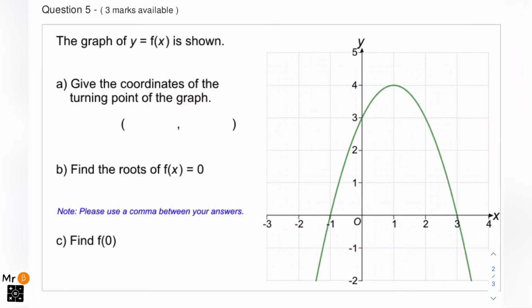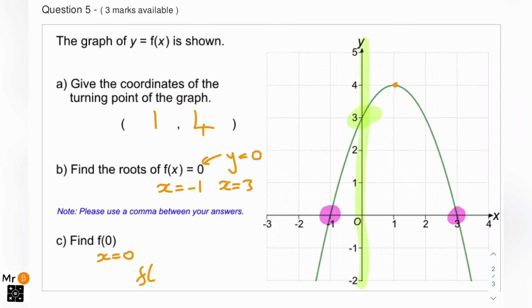Our fifth question wants you to give the coordinates of the turning point. So this is where your graph turns from a positive gradient to a negative, or the minimum or maximum point. Here it's going to be our maximum point, and we've gone across 1 and up 4. Just like before, f of x is equal to 0 is where it crosses our x-axis, because we know that y is 0 here, and we would get our two values for x, negative 1 and 3. And then for f of 0, we know that x has been replaced with 0 here, which means it's where it crosses our y-axis, and we can clearly see it crosses at 3. So therefore f of 0 must equal 3.